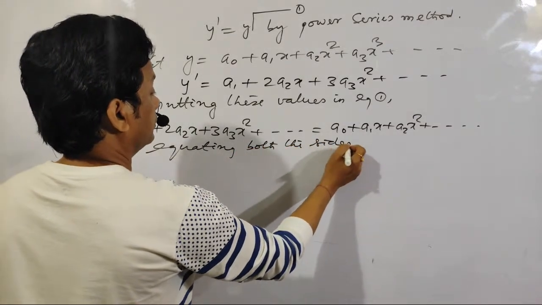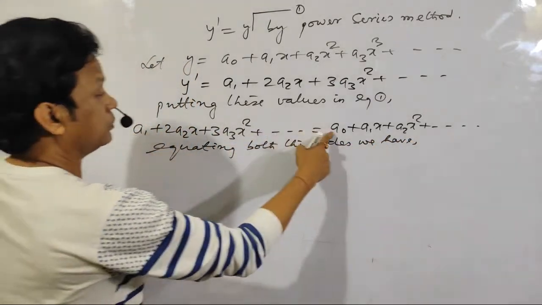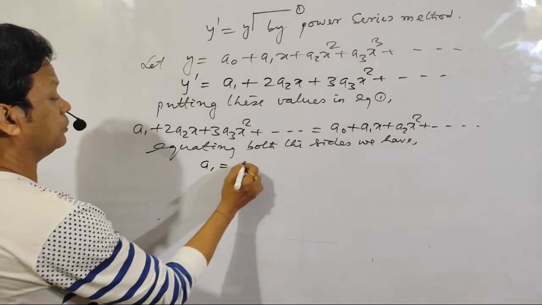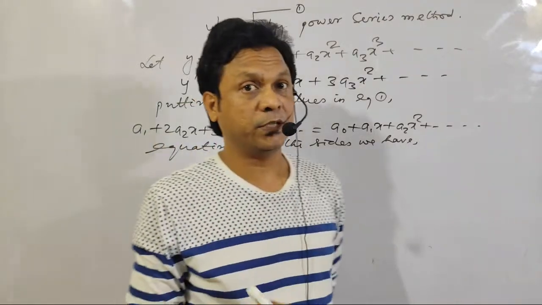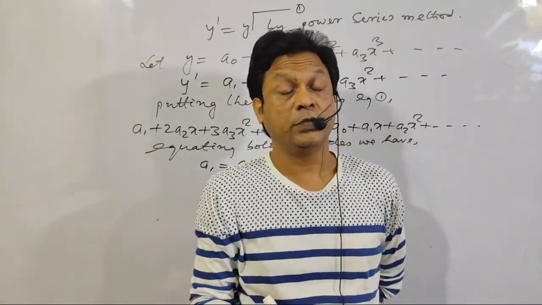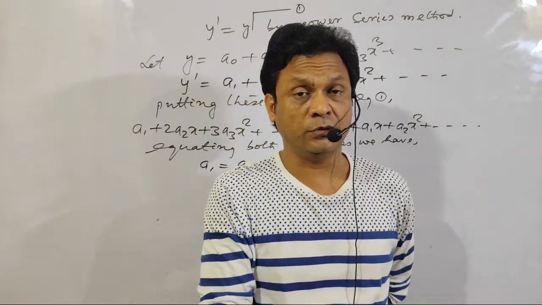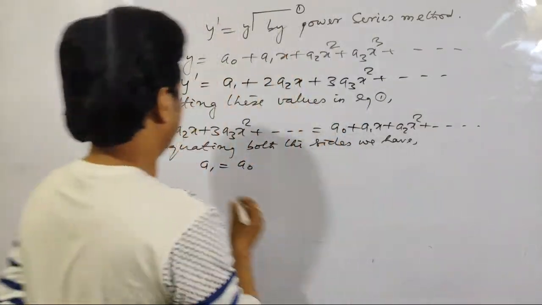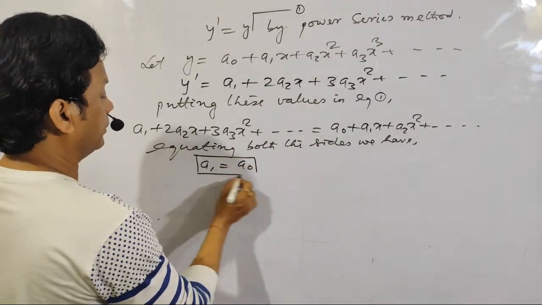Very interesting thing. We have a1 is equal to a0, constant terms. First of all, you should equate the constant term. a1 is equal to a0. And remember, you should express all the coefficients in terms of a0, or in terms of a0 and a1. You cannot express in terms of a2. You should express in terms of a0, or in terms of a0 and a1. See here, a1 is equal to a0. That means we have got the value of a1.